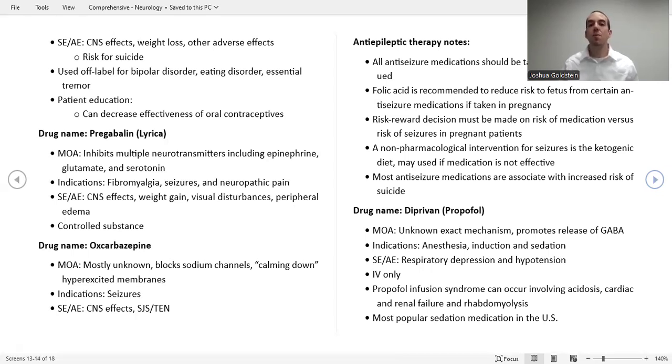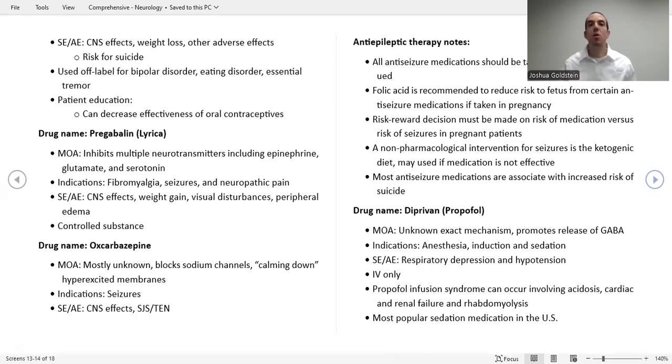We do have a non-pharm option for seizures. I don't really honestly know much about this, but it is in the textbooks that the ketogenic diet may help either in addition to medication or if medication is not working to help reduce seizure activity. And then also most of the anti-seizure medications that we talked about do also carry an increased risk of suicide. That kind of makes sense if we're messing with the patient's CNS, that it can mess with their mental health as well. Next, we move on to our sedatives, and then we're going to end with the paralytics.